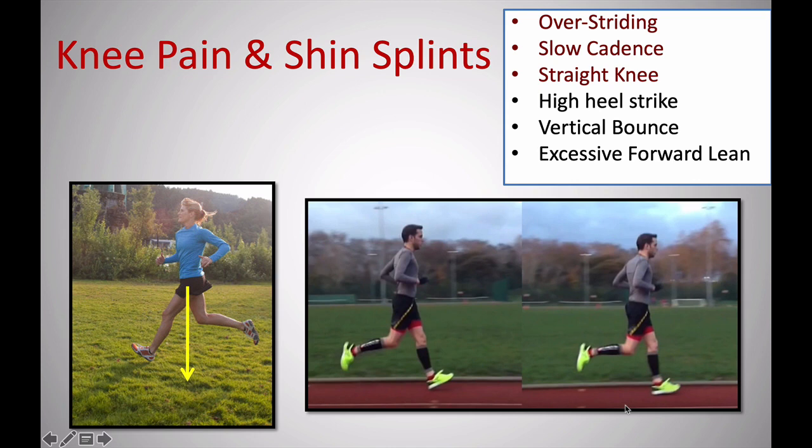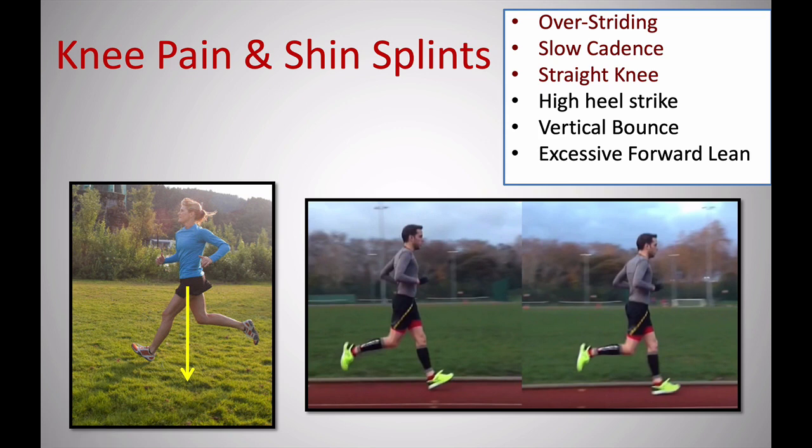The more you overstride, the harder the foot slams down. So generally we're looking at a combination of overstride, low cadence, and a straight knee, and they might have a vertical bounce or excessive lean. For me, the most important three are overstriding, very poor cadence, we're talking about 150, 160s, and landing with a straight knee, which I'll go through in one of the slides. So I'm looking at how far they are from their center of gravity. The further they are, the more impact forces they have.